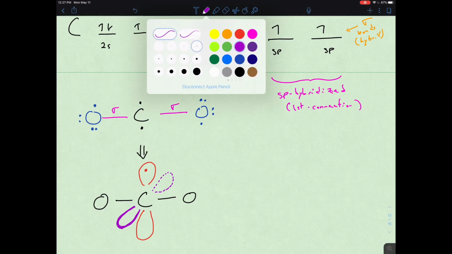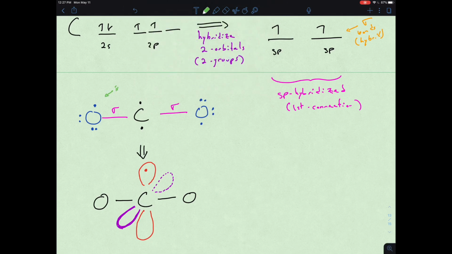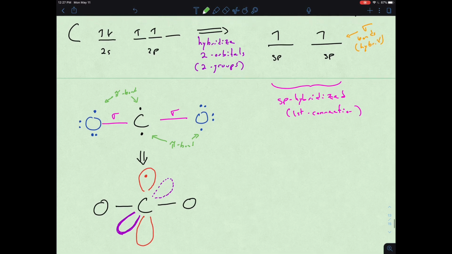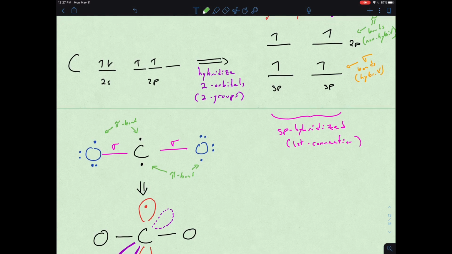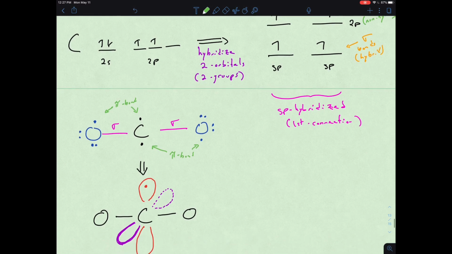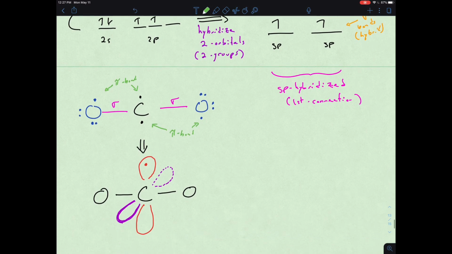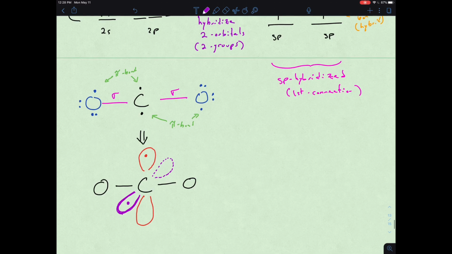Remember, these are what's going to be making the pi bond, these last electrons that we have not hybridized yet. And if we scroll up a little bit, we see we have 2 electrons in the 2p orbitals, so we have 2 2p orbitals, an electron in each one of them, and so that's what I'm drawing here with the carbon and its 2 sets of p orbitals, each one with 1 electron within.